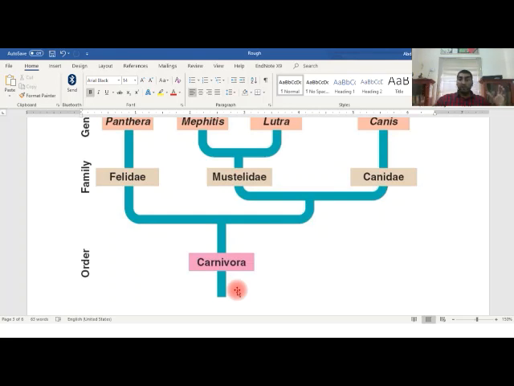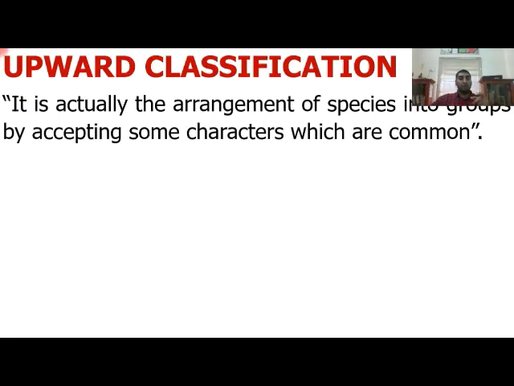So as is clear from here, we accept certain common characteristics and we put them into one group. And then again, the groups are compared, and those with similar characteristics are grouped into another group. For example, similar species are put into one genus, similar genera are grouped into one family, similar families are grouped into one order, similar orders are grouped into one class, similar classes are grouped into one phylum, and similar phyla are put into one kingdom.